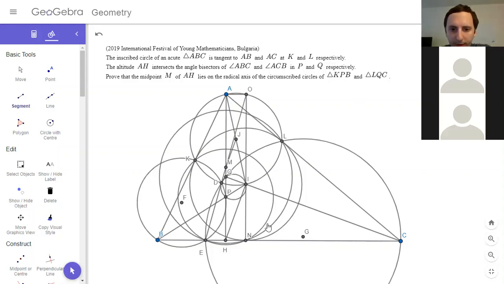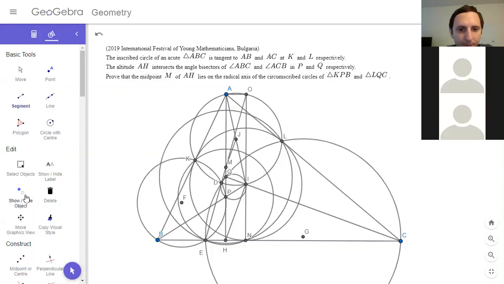So basically, we want to extend IN to meet this circle at a point O. And then we want to show O, D, and E are collinear. So we want to show O lies on the radical axis of those two circles. Yeah, because we know that AOHN is a rectangle. So AOEH should be a parallelogram. I'm assuming that EH is equal to EN. And so M should also lie on OE.